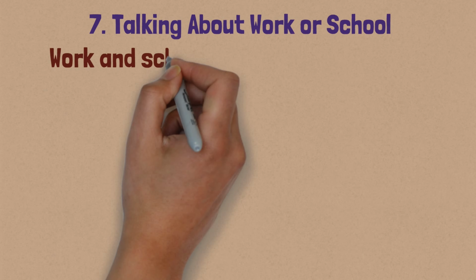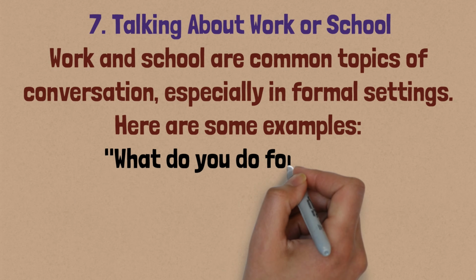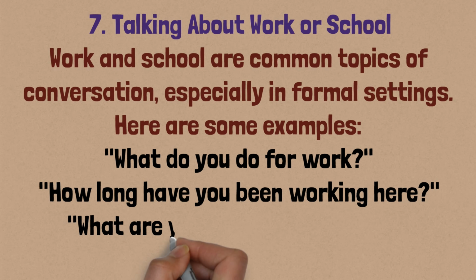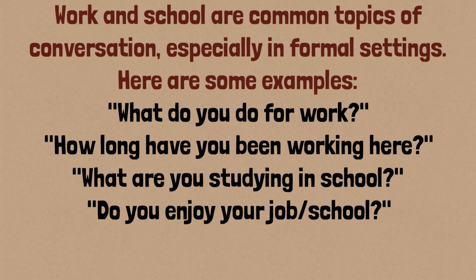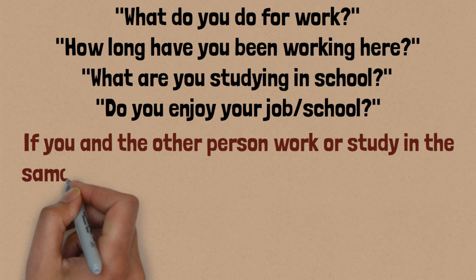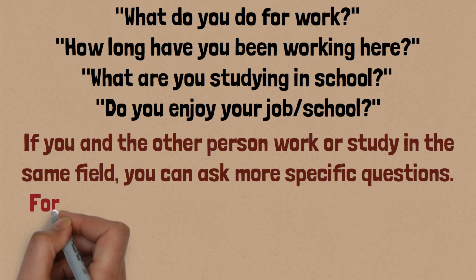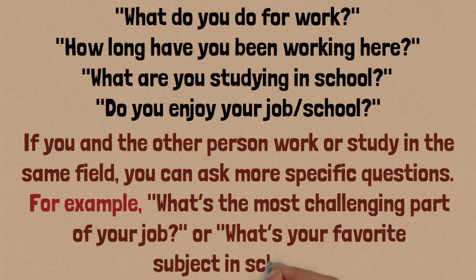7. Talking about work or school. Work and school are common topics of conversation, especially in formal settings. Here are some examples. What do you do for work? How long have you been working here? What are you studying in school? Do you enjoy your job or school? If you and the other person work or study in the same field, you can ask more specific questions. For example, what's the most challenging part of your job? Or, what's your favorite subject in school?